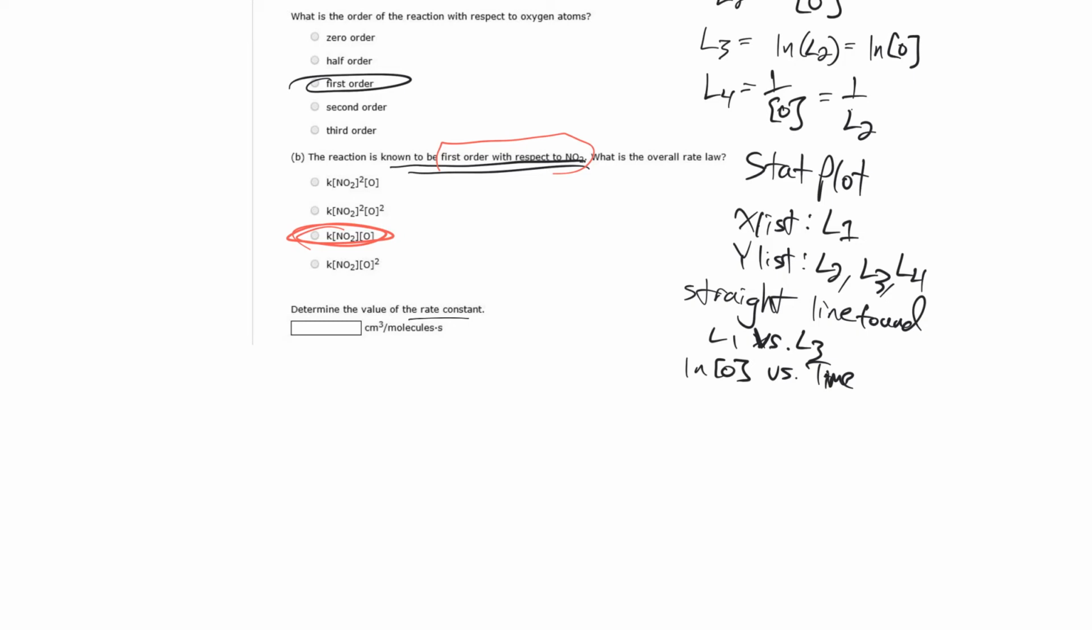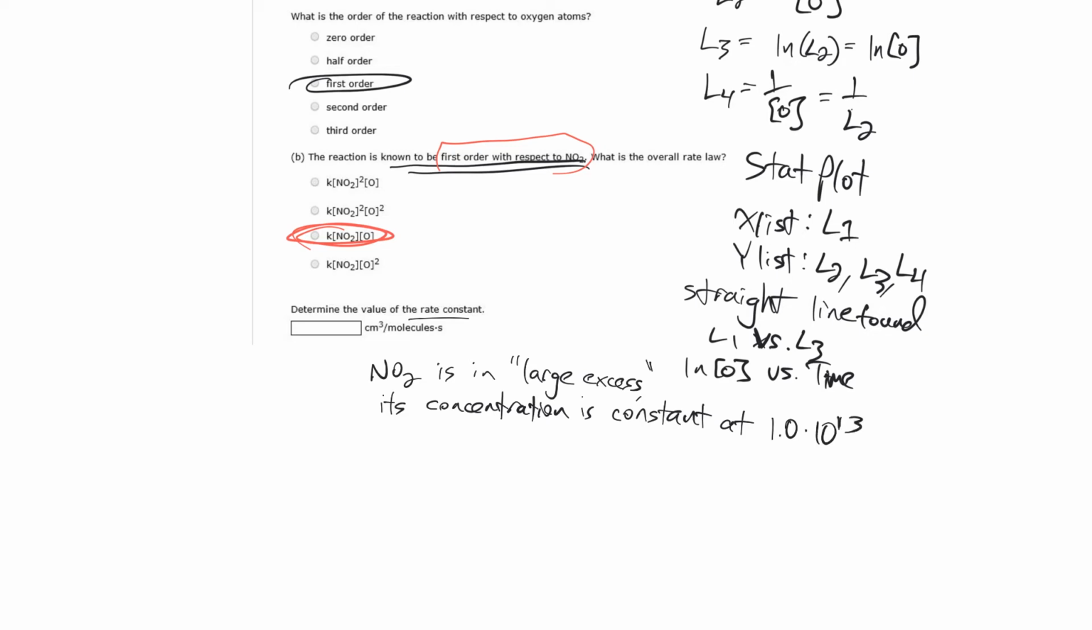But if we know that NO2 is in large excess, as they say at the beginning of the question, we could say its concentration is constant. Yes, it'll change a little bit as it reacts away, but if it's in large excess, then it's not significantly going to change. It's still going to remain somewhere around the number they gave us, 1 times 10 to the positive 13th molecules per cubic centimeter.